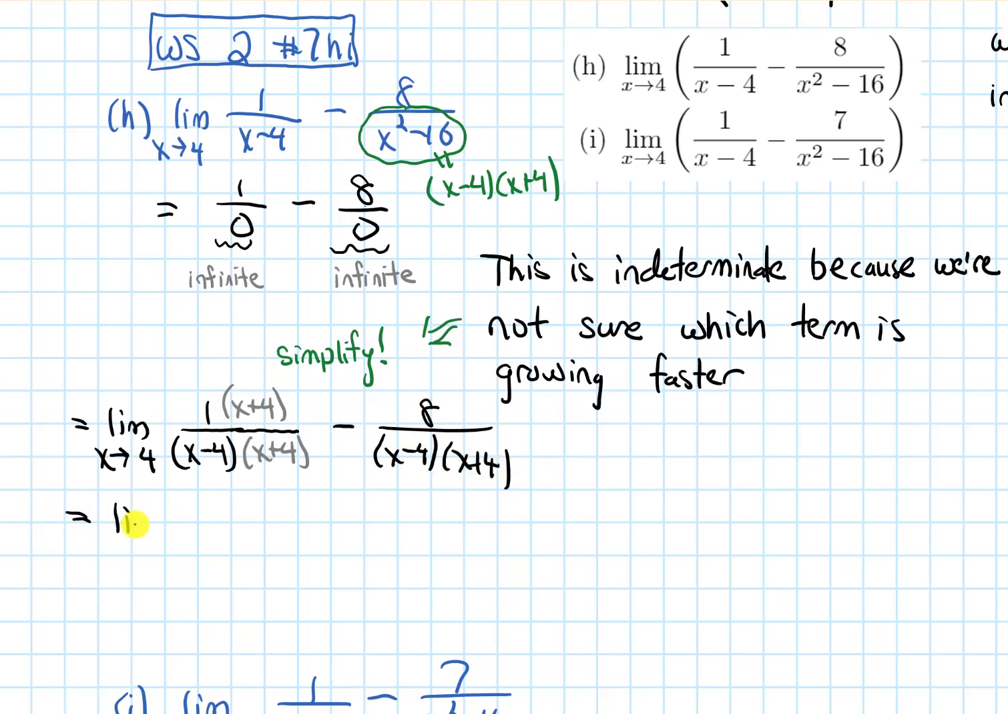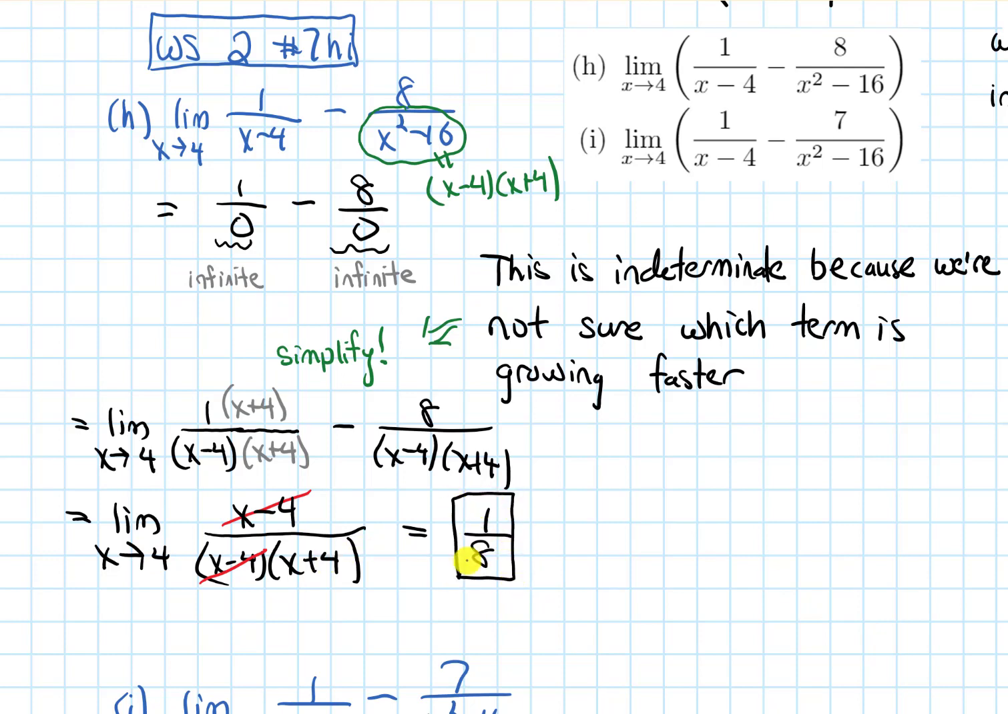Now I can combine these into one, the limit as x approaches 4. So I get x plus 4 on the top minus 8, which is x minus 4. The bottom is x minus 4 times x plus 4. And now I get my nice cancellation. After I cancel, let's try to plug 4 in. On the numerator, I'm left with 1, and on the bottom, I get 8. And that's my answer. So here I have a situation where infinity minus infinity ended up being 1/8.